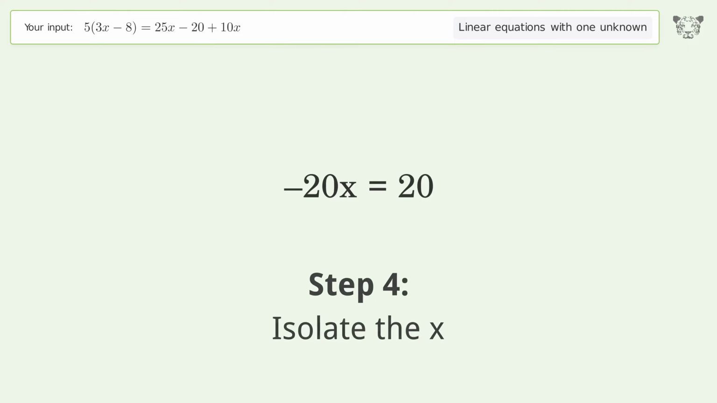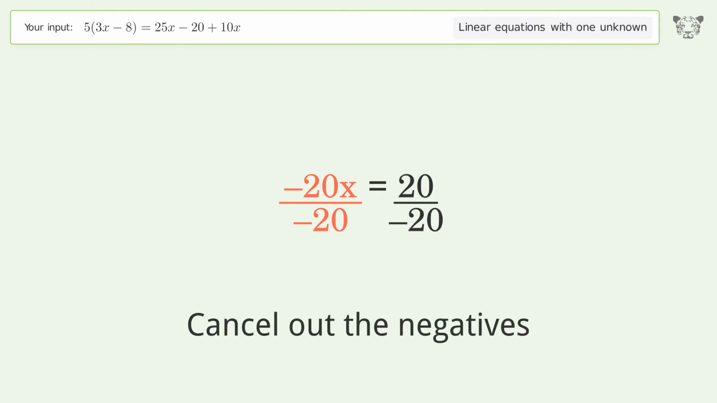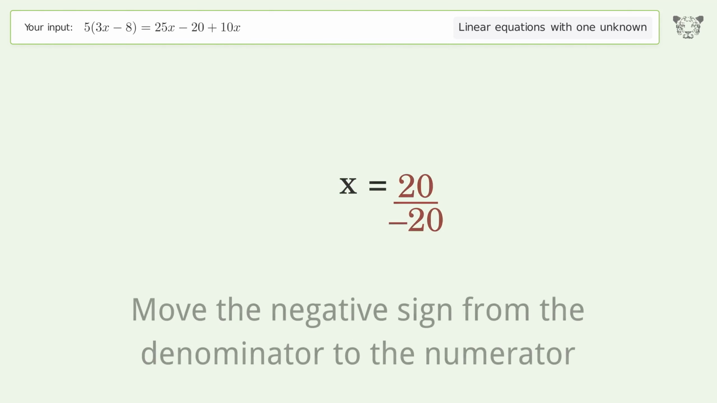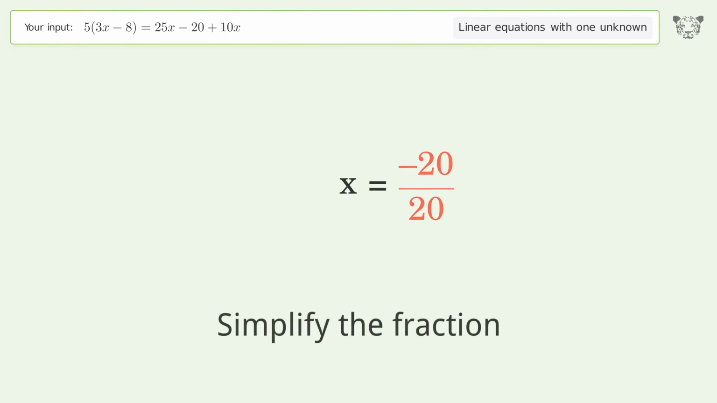Isolate the x. Divide both sides by -20. Cancel out the negatives. Simplify the fraction. Move the negative sign from the denominator to the numerator. Simplify the fraction.